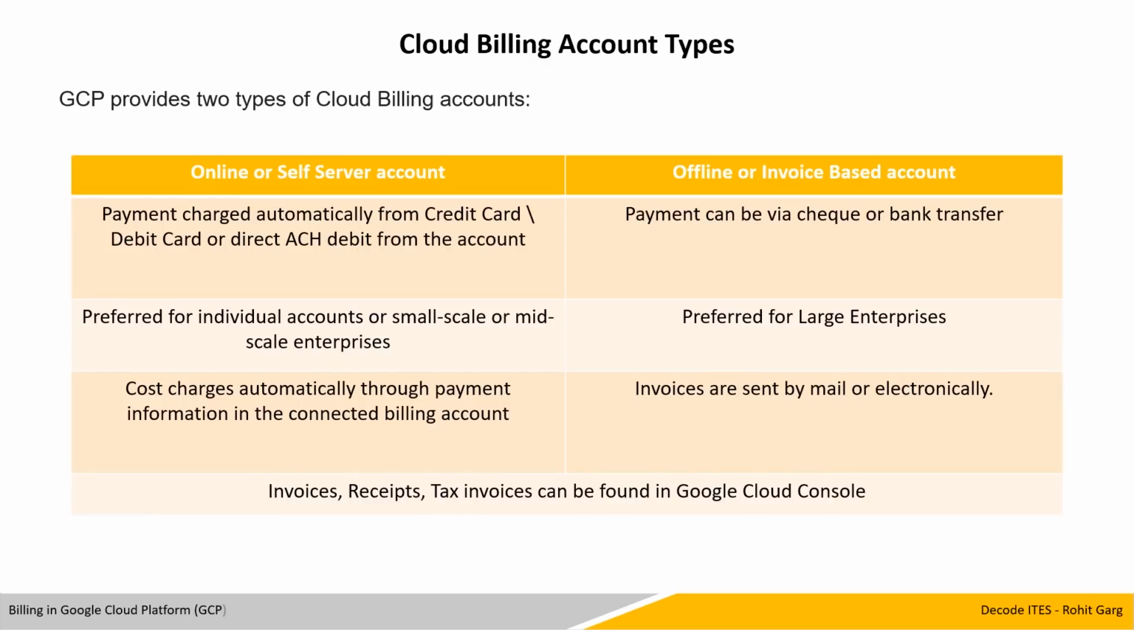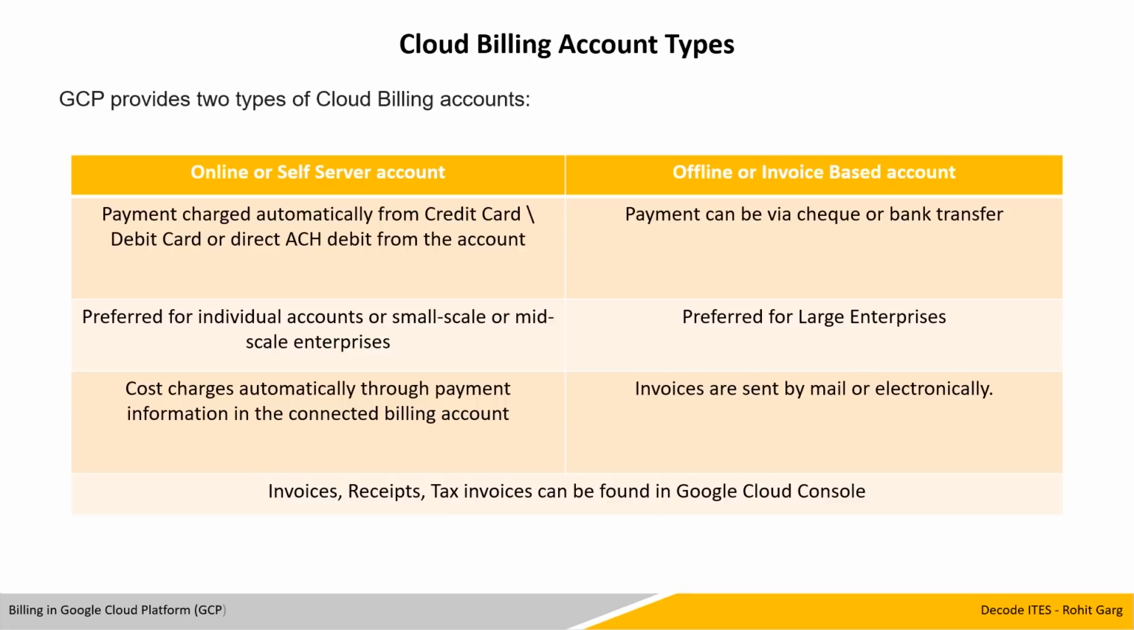Cloud billing account types. Google provides you two types of billing accounts: online or self-serve accounts, or offline or invoice-based accounts. In the online one, payment is charged automatically from your debit card or credit card, or direct debit from your account via ACH debit. Whereas in offline, payment can be via check or bank transfer. Online is preferred for individual customers or small scale or mid scale enterprises. Offline is preferred for large enterprises which have a huge environment in Google Cloud, and on the basis of their weekly or monthly consumption, Google will charge and send invoice details to them and they will make a payment.